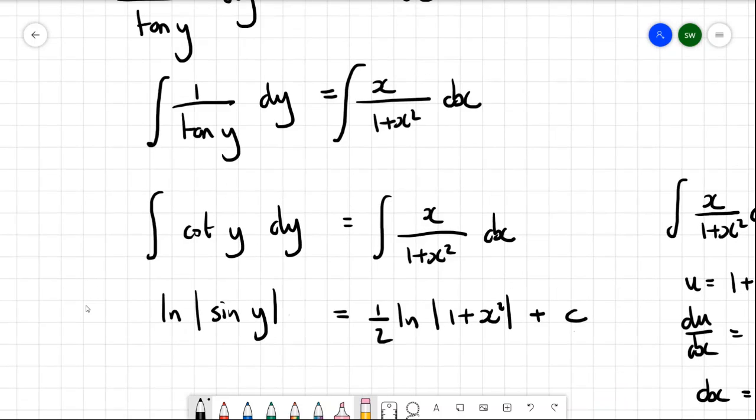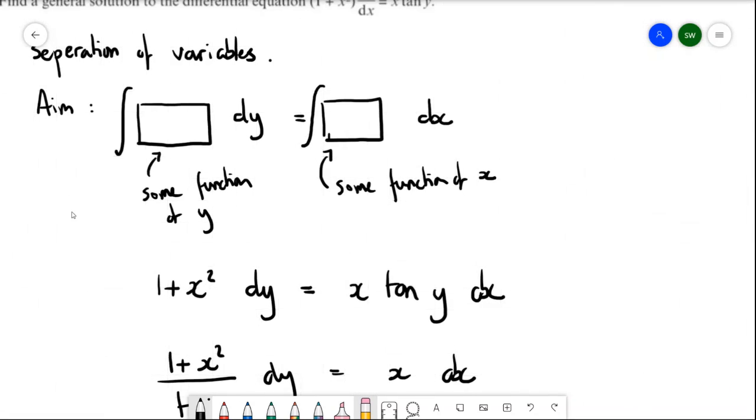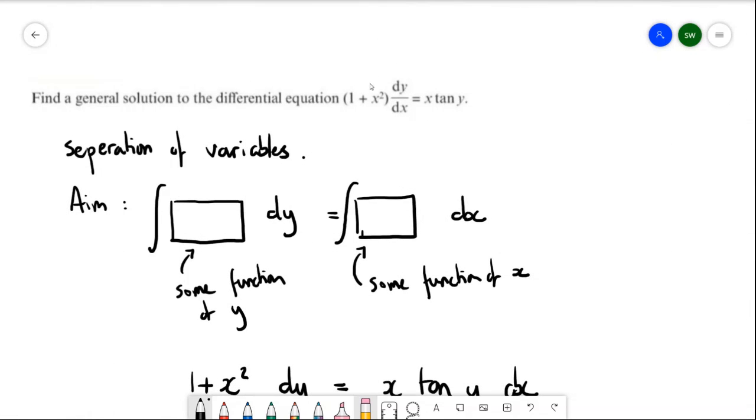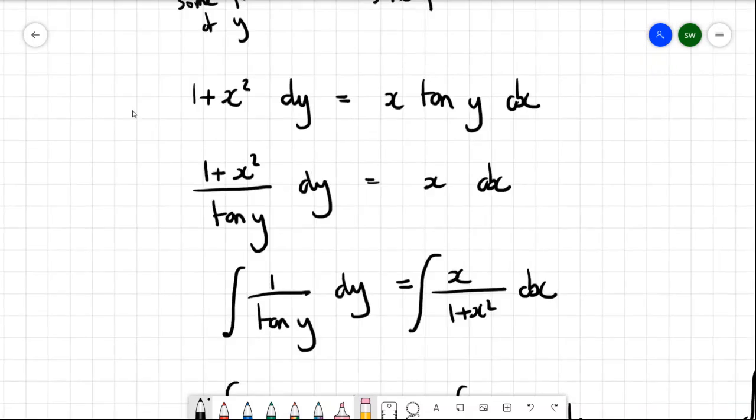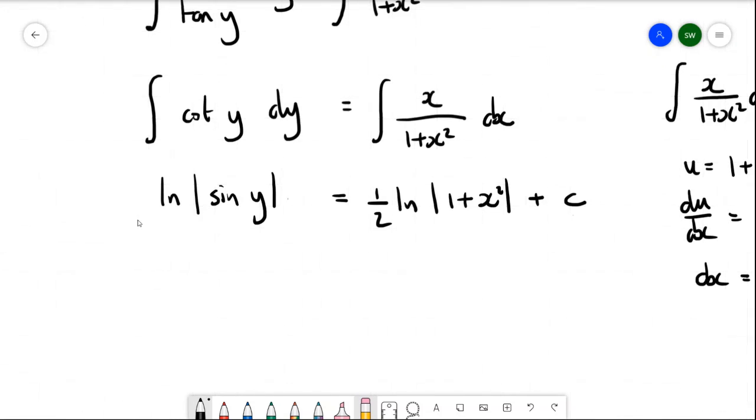Now, often the question will say give it in the form y equals, for example, but in this question we weren't asked for it in a specific form, so we could, if we wanted to, just leave our answer like this.